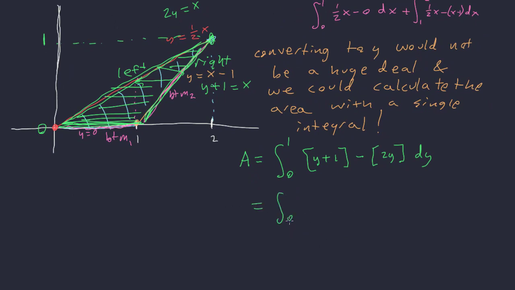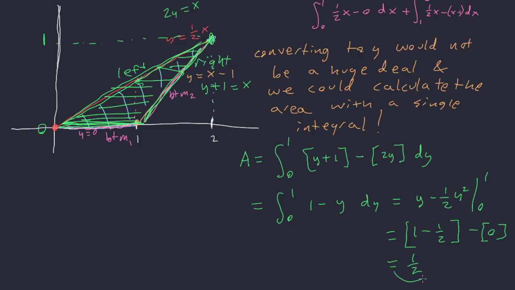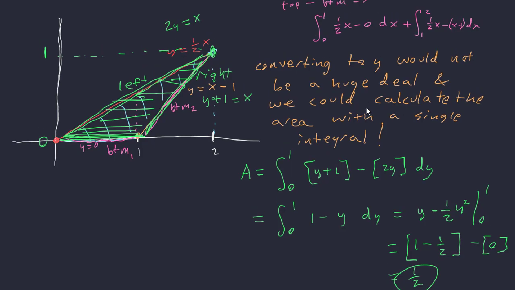So, y plus 1 minus 2y, that will give us 1 minus y dy. Okay, and so then we'll end up with y minus a half y squared just from 0 to 1. Plug and chug, we'll get 1 minus a half minus 0. So we get 1/2 as our area. Okay?